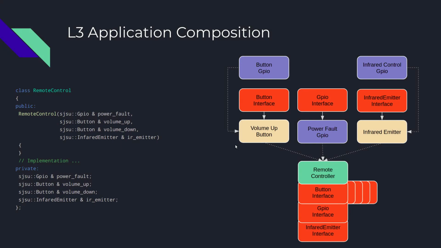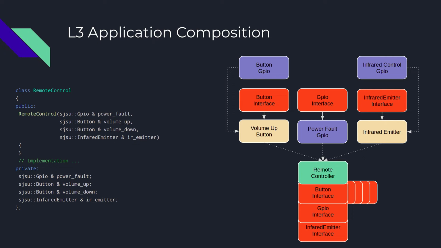Now, L3 composition is usually pretty much synonymous with the L2 composition. They're really just pretty much the same. The only real difference with this one is that usually you're composing a lot more stuff. So in this case, we have some remote controller. This is some type of IR emitter. So think about the one that you would use for your TV.